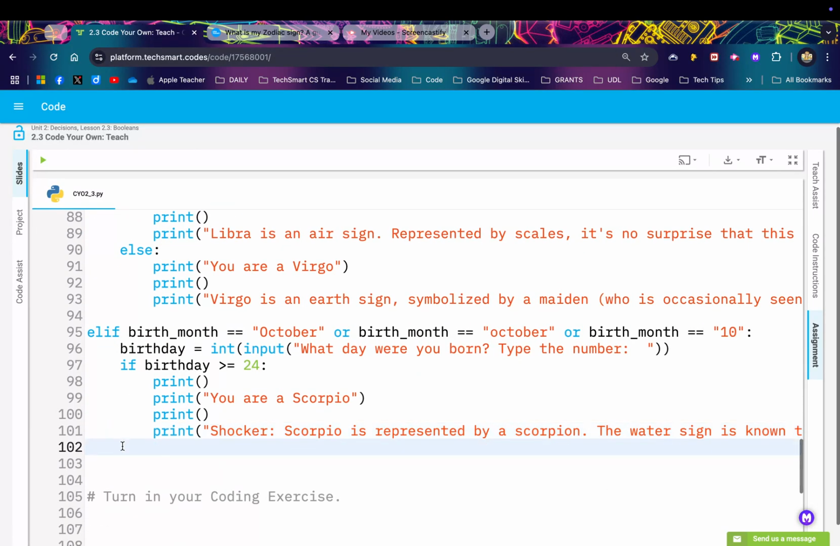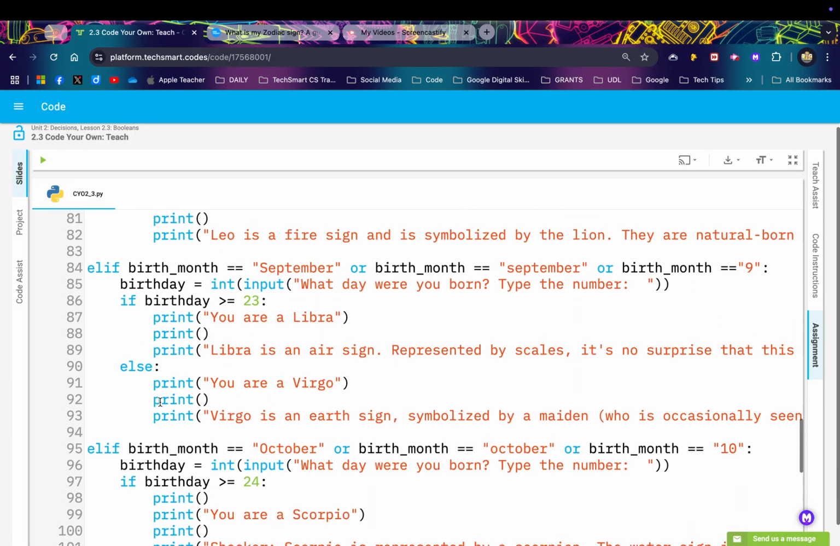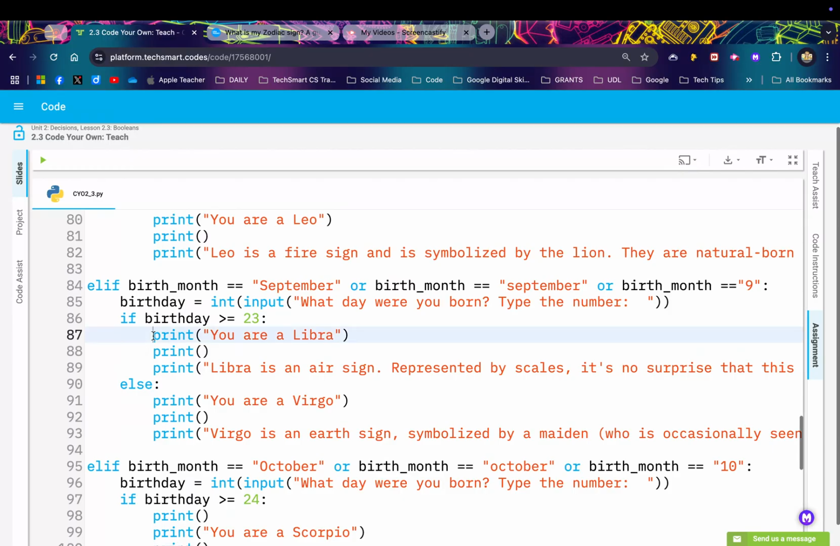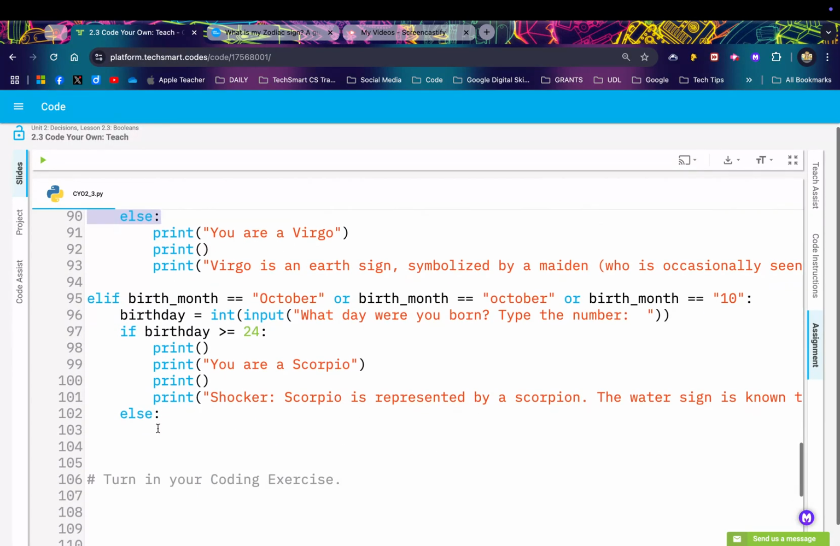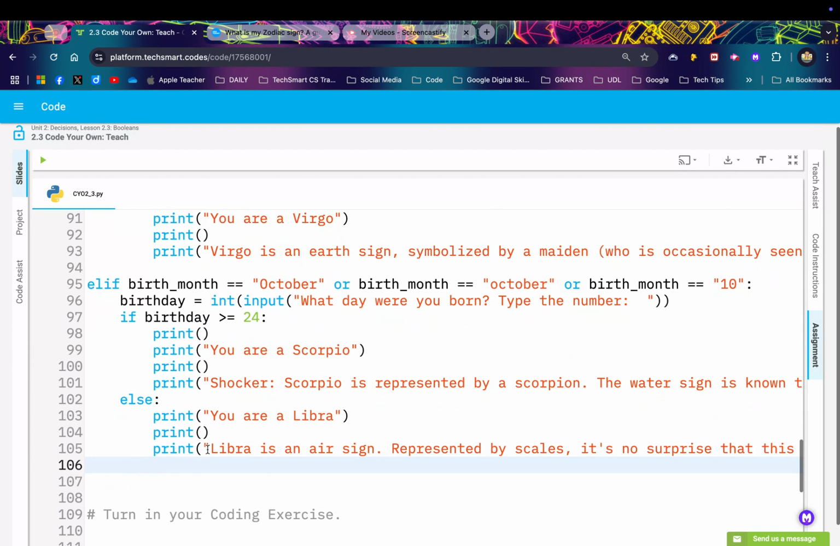And then we take care of the rest of the dates with an else. Else, and if you are not a Scorpio in October, you are a Libra in October. So let me copy this. Control C, Control V, get rid of that last else. And that takes care of October. So you see the algorithm. You see how it's done. You see what the two variables are we're using.